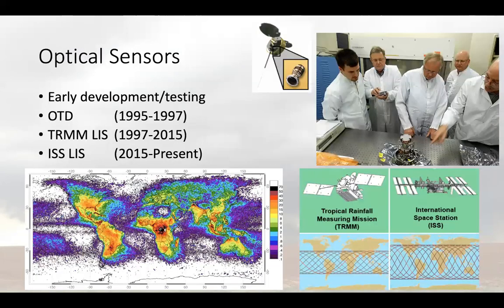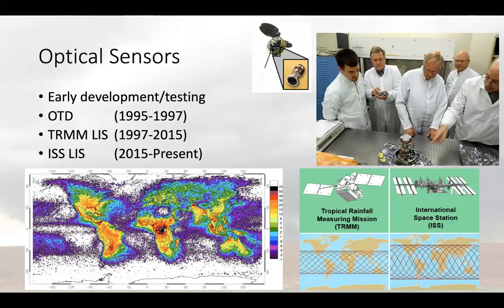Now, another type of sensor that you might not have heard of, but has definitely gained lots of prominence over the years, are optical sensors. Those had their early development and testing in the late 70s to early 80s. Their popularity didn't really grow until about the mid-90s with the launch of the Optical Transient Detector. That's the instrument here in the top center of the screen, which is about a 12-inch, 15-inch long instrument on board that satellite. And that ran for 2 years.